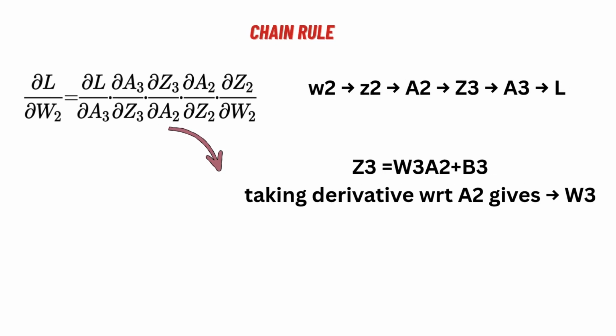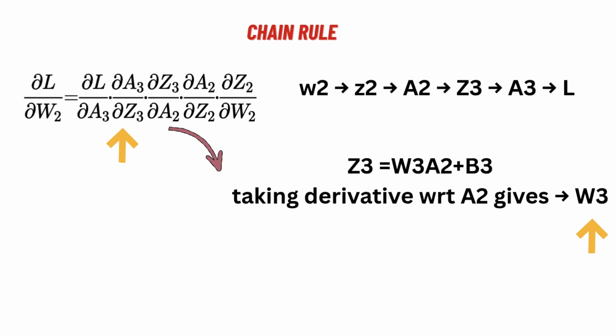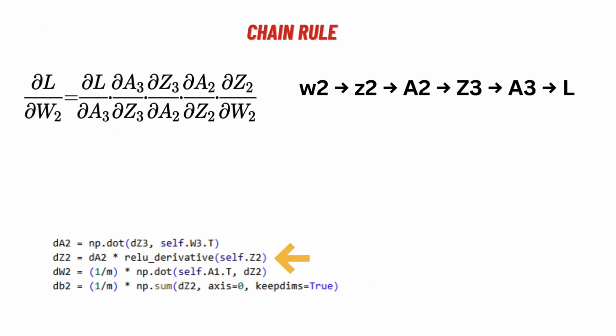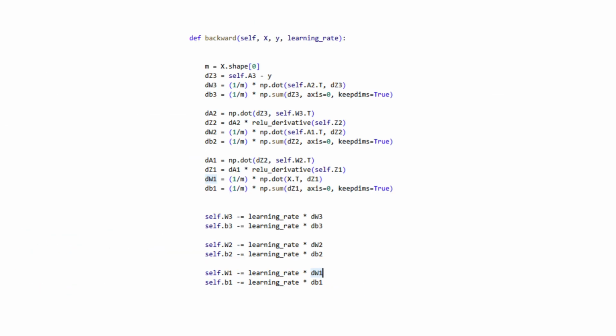Now we move backward to the second hidden layer and compute the derivative of loss with respect to W2. We compute dA2 by taking the dot product of dZ3 and W3 transposed. To find dZ2, we multiply dA2 by the rectified linear unit derivative. This ensures we only pass the gradient through neurons that were active during the forward pass. We then follow the same steps to find the gradients for W2, B2, W1, and B1.